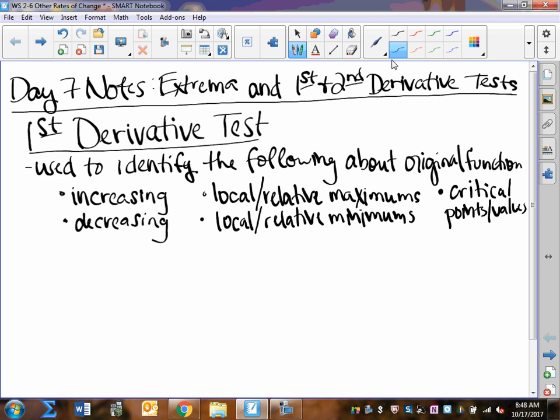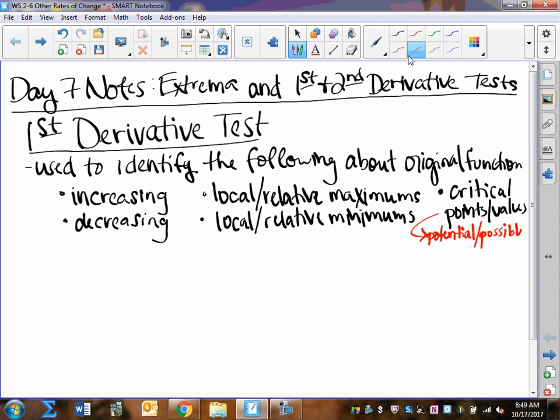Does anyone happen to know what critical points or values are? Well, all I know is that it's when you do the first order test and you're solving for x. So critical points or values, these are potential maxes and mins. Go ahead and write that in. These are potential or possible. We do have to test them to find out if they actually are.